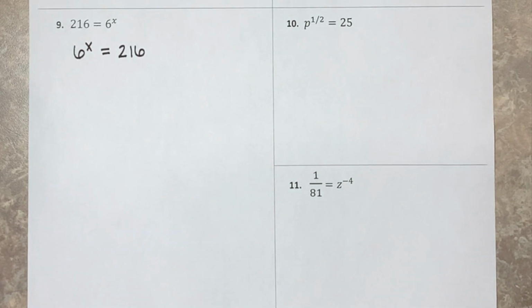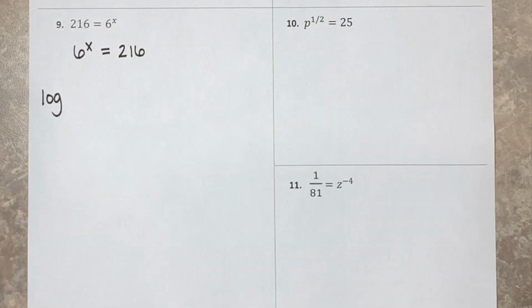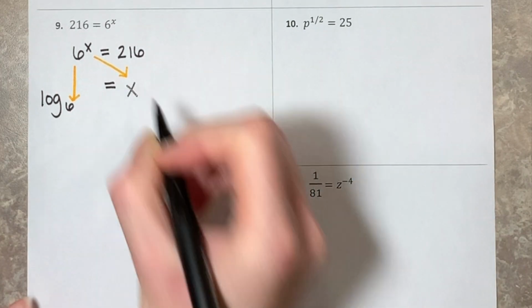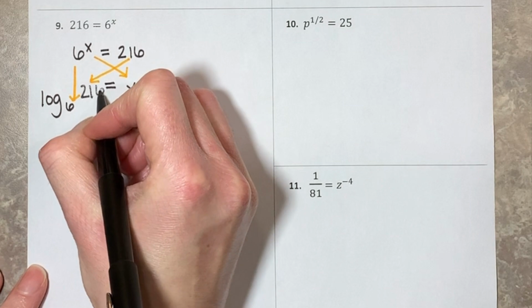So to write this in log form, let's first start by writing log. Next step, we bring down the base. So the base, which is 6, can be written as a subscript. Then we can write the equal sign, and then we switch the next two values. So the x goes over here, and the argument, the 216, goes over here.